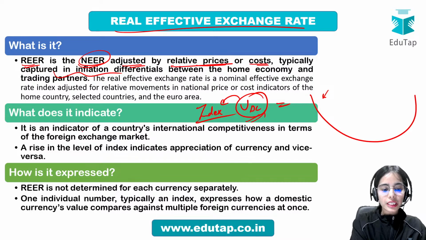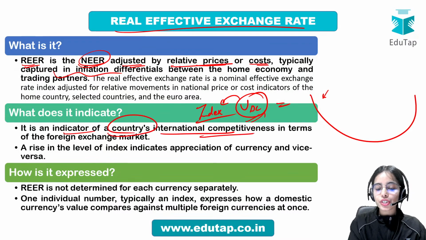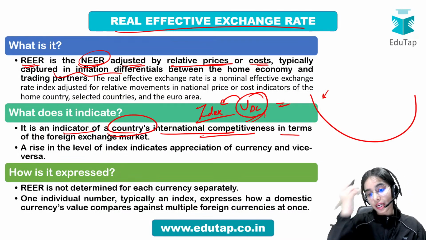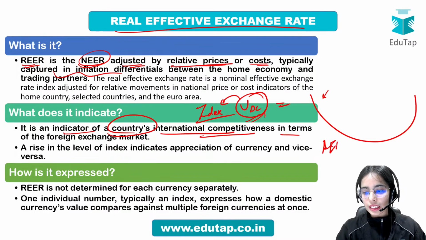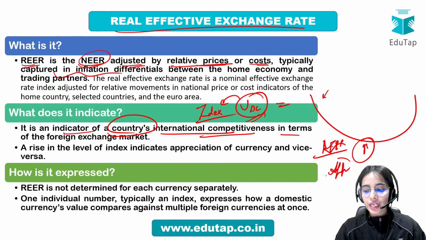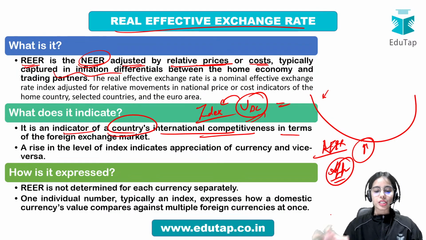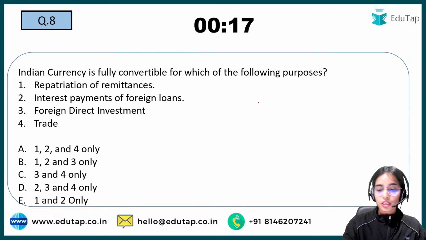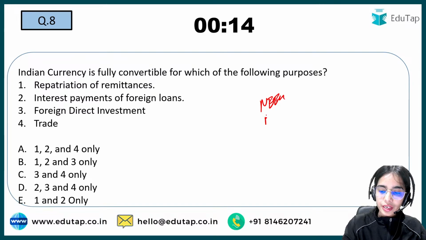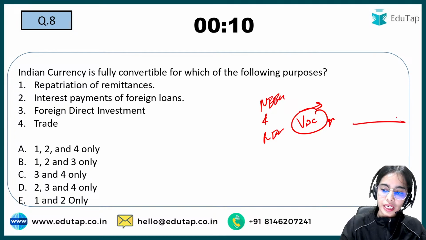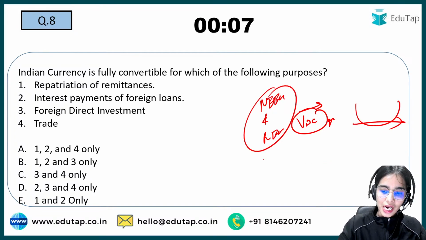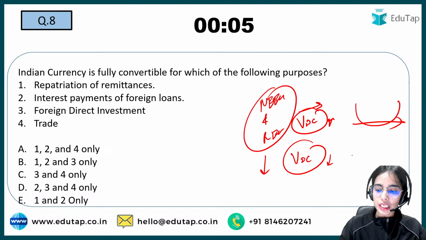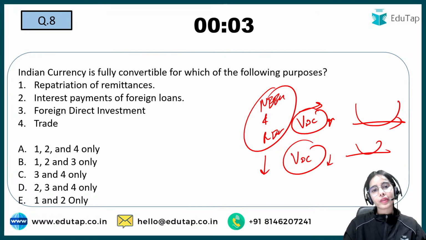Okay, so the REER is the indicator of a country's international competitiveness in the foreign exchange market. If the NEER or REER is increasing, that means our currency is appreciating against the basket of different currencies. If they are decreasing, that means the value of the domestic currency is decreasing against the basket of different currencies.